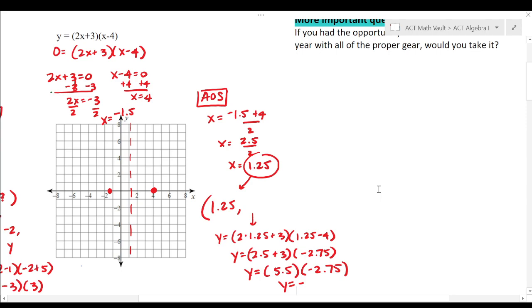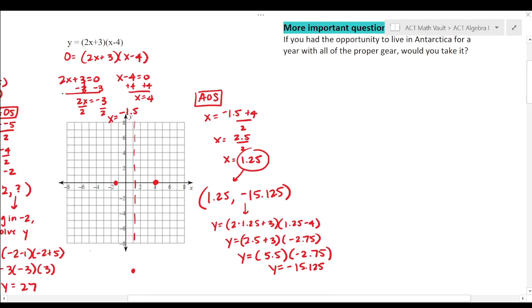We know it's going to be negative, so that means it's going to be over at 1.25, but then pretty far down. So 5.5 times -2.75 is -15.125. We'll call it that, but then just kind of approximate. So now that means the vertex is both of those together: 1.25 and -15, like way down here.